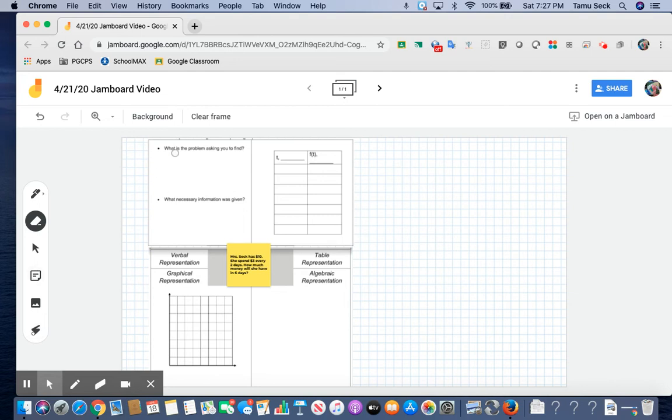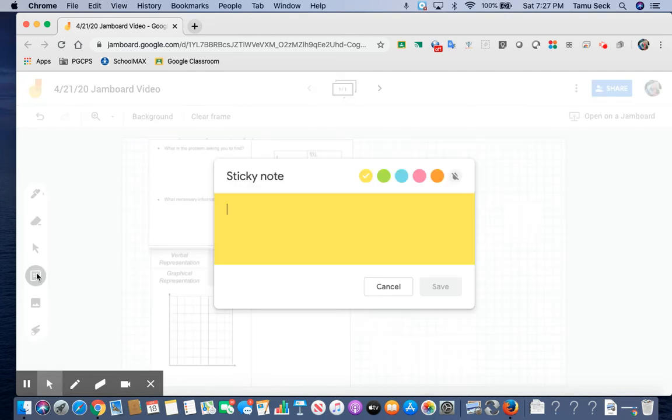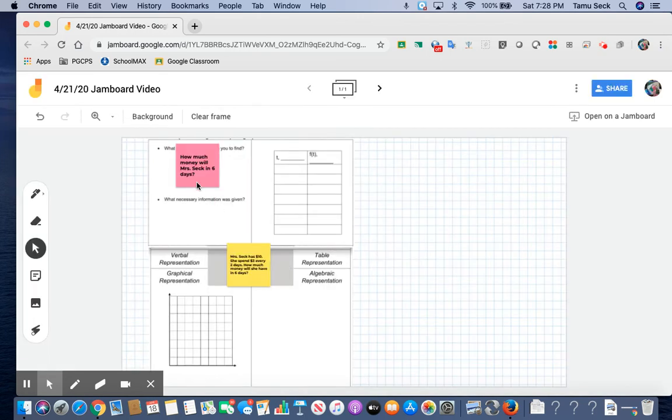It asks, what is the problem asking you to find? So I'm going to add a sticky note. I'm going to make it pink. And the problem is asking me to find how much money will Miss Seck have in 6 days. Oh, I'm going to put the sticky note right here. What's the problem asking you to find? And then what necessary information was given?